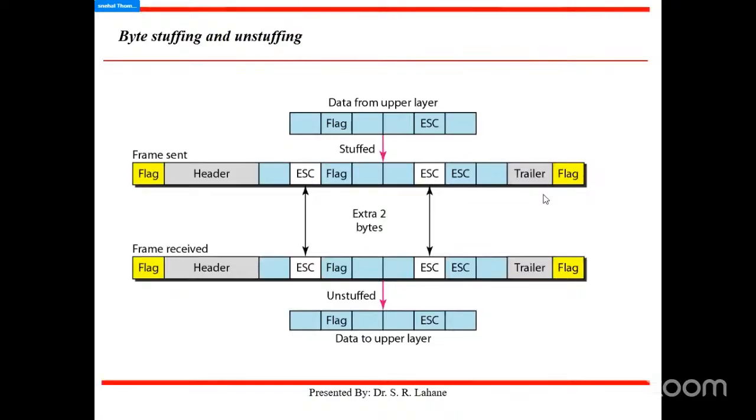That is the data from the upper layer. When stuffing the escape character, extra bytes will be added in that. Then at the receiver end, unstuff the escape character, and the original data will be received.